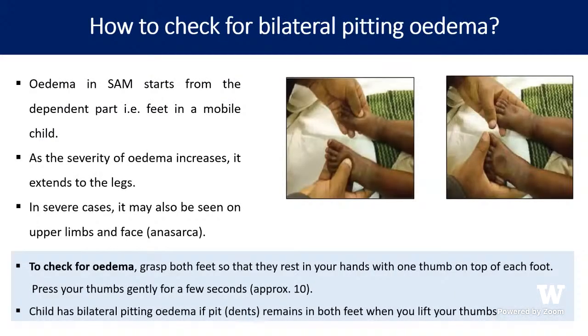Edema starts from the dependent parts, where it will be seen mostly on the feet. Once it is more, it will extend to the legs also, and the child may have anasarca. This happens when there is severe hypoproteinemia. If you press for 10 seconds, counting 1001, 1002, 1003, and leave, you will see a pit or a dent. That is called pitting edema. Bilateral limbs you should see. You are seeing in the figure, you could appreciate this.